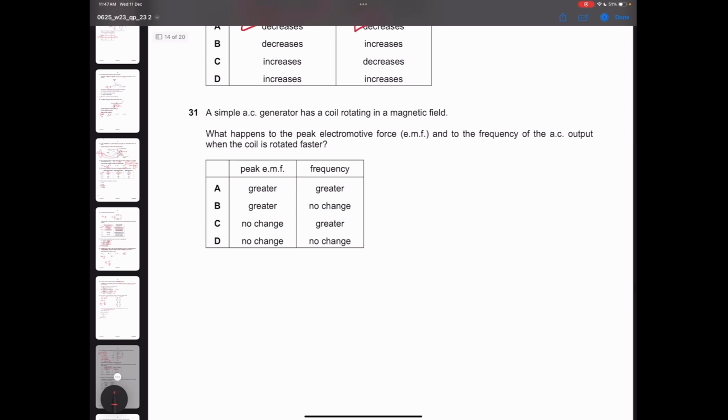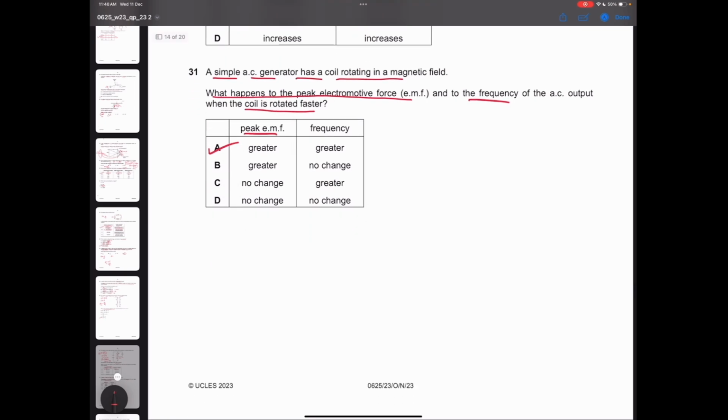Question number 31. A simple AC generator has a coil. What happens to the peak EMF and frequency? They are just asking that when you rotate the coil faster, the frequency will be greater, and more field lines will be cutting through in less time. So the answer will be A. Peak EMF will be high and frequency will be high as well.